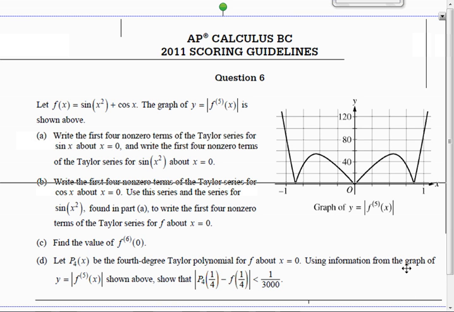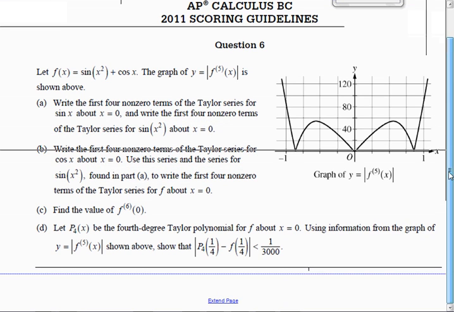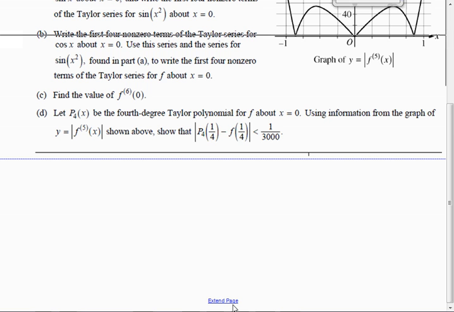Okay, this one bothered me because I'd never seen one with a graph before. Here's one where they ask you for the sixth derivative, just like we did the 20th, so it's the same kind of thing. And it says, use the information from the graph. They give you the fifth derivative to show that the error using the first four terms is less than 1 over 3,000. So I could just recopy that, no big deal.